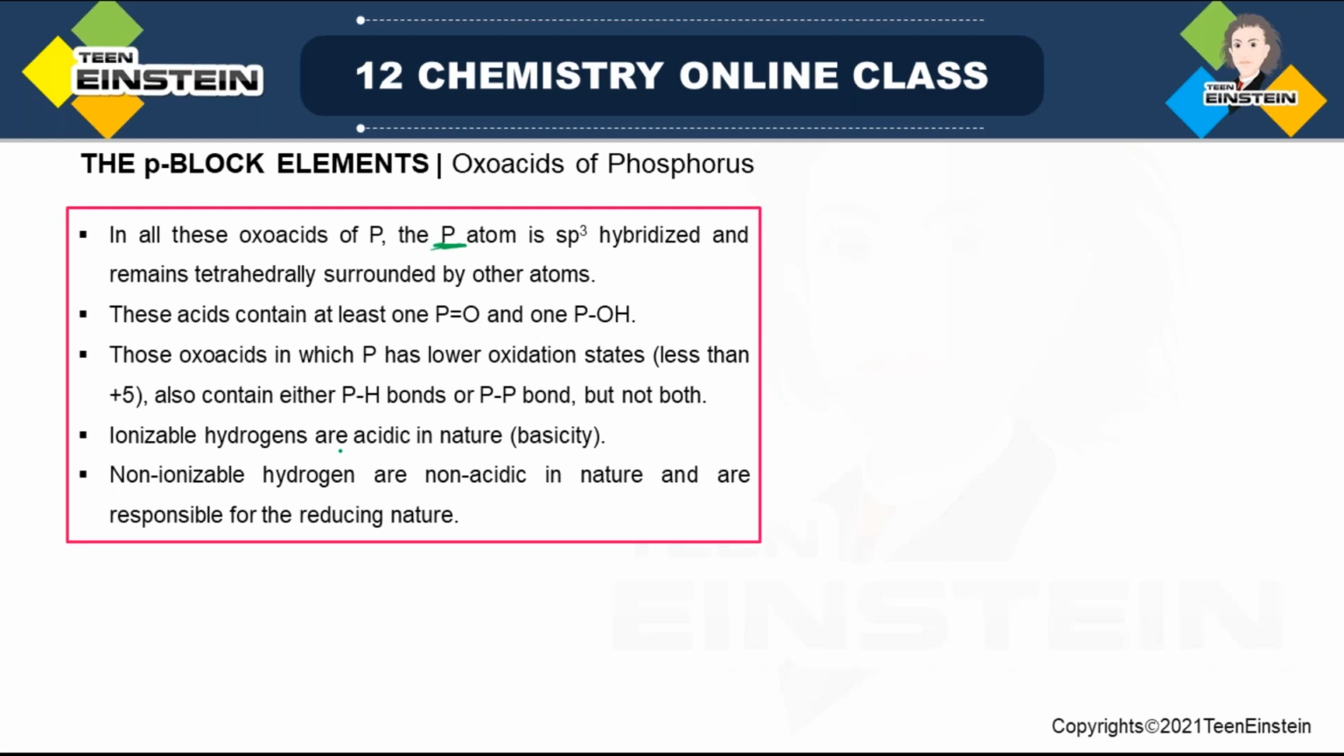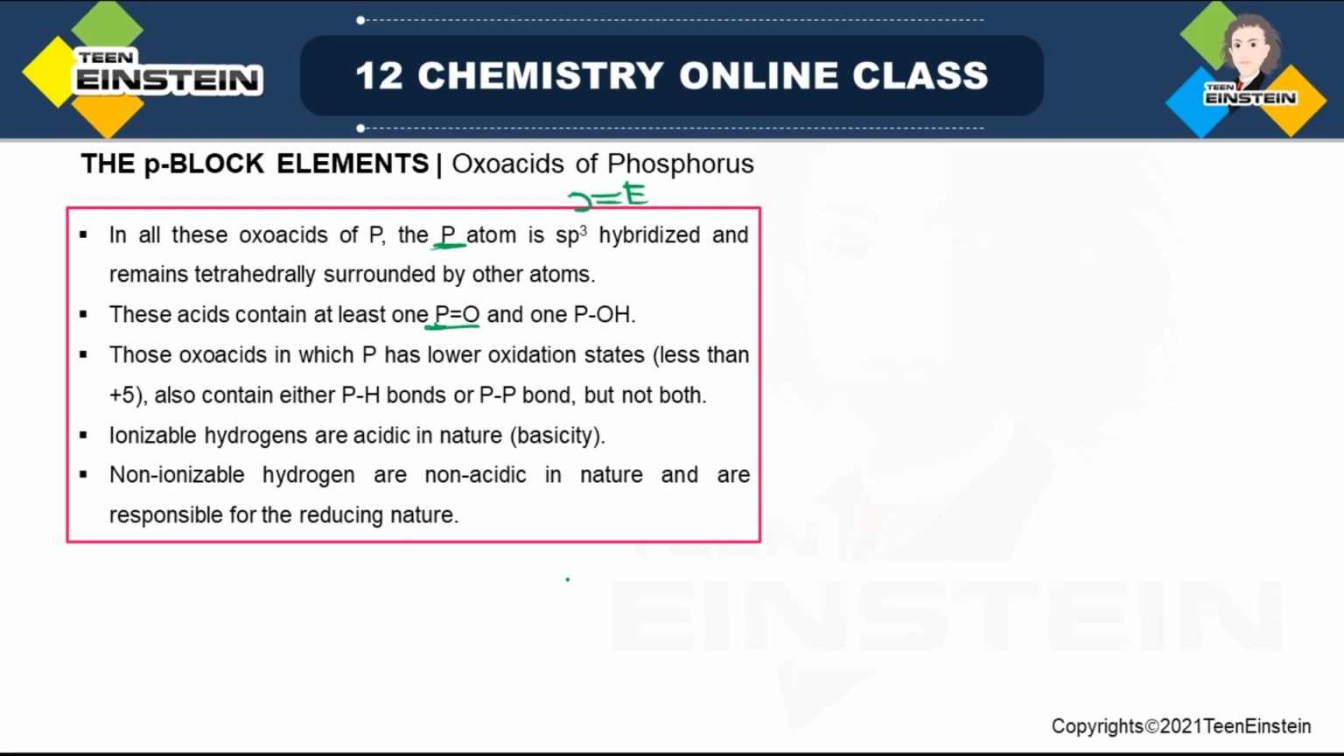Now in this acid, there must be the presence of P double bond O, because in general, if we consider the structure of an oxoacid, not necessarily an oxoacid of phosphorus, suppose an oxoacid of any other element, such as an oxoacid of sulfur, that you will also see in group 16. So in general, suppose instead of P, I am writing E, that is any element, then both the E double bond O and E-OH bonds must be present.